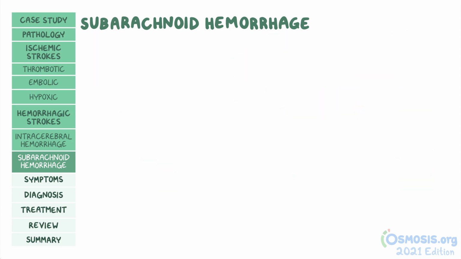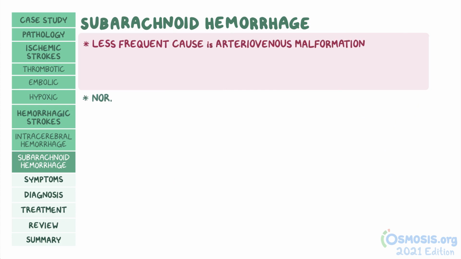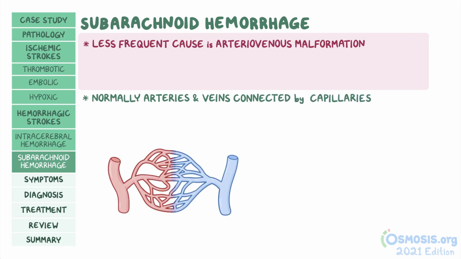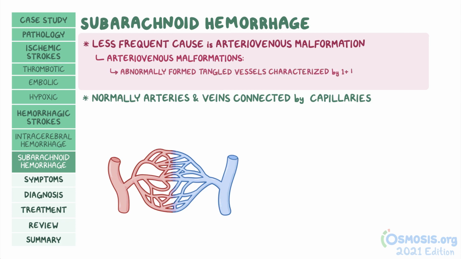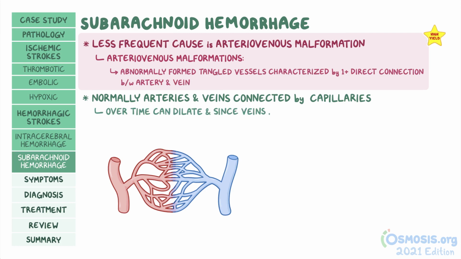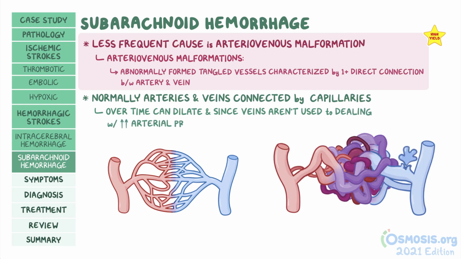For the test, also remember that a less frequent cause of spontaneous subarachnoid hemorrhage is an arteriovenous malformation. Normally, arteries and veins are connected by small leaky blood vessels called capillaries. But in arteriovenous malformations, they are replaced with abnormally formed tangled blood vessels, characterized by at least one direct connection between the artery and vein. Over time, these abnormal vessels can dilate, and since veins aren't used to dealing with high arterial pressures, they can rupture, causing a subarachnoid hemorrhage.